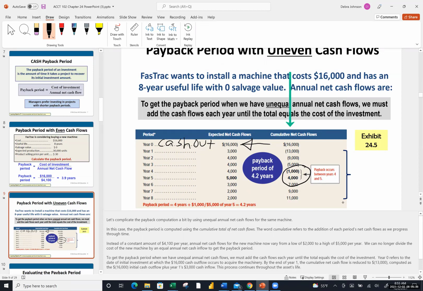So you'll notice, and we'll do our own example that'll make a whole lot more sense in this PowerPoint, that after year 4, it looks like they still had $1,000 to go. So they take that $1,000 over the next cash flow coming in. So there's that $1,000 left in year 4. Over the year 5 cash flow, it's going to take 0.2 years. That's how they come up with the 4.2.